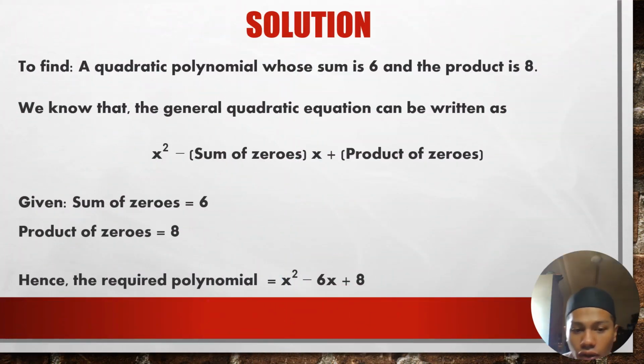Okay, so here's the solution. To find a quadratic polynomial whose sum of zeros is 6 and product is 8, we know that the general quadratic polynomial can be written as x squared minus the sum of zeros times x plus the product of zeros. Given the sum of zeros is 6 and the product of zeros is 8, the required polynomial is x squared minus 6x plus 8.